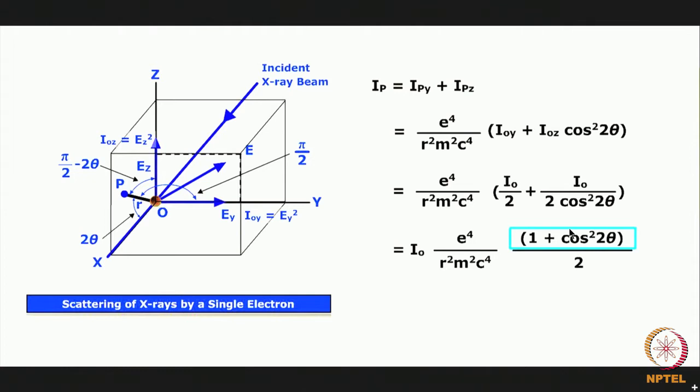So, in this equation we find, so far as the particular point is concerned, the only thing which is a variable is cosine square 2 theta. So, depending on the angle which the scattered radiation makes with the incident radiation, the value of the intensity will change. Now, this is a constant and these are all constant, and if we are talking about a point at a particular distance r, the only thing that is a variable is this part of the equation.